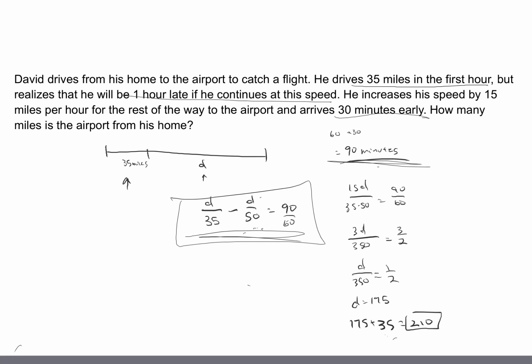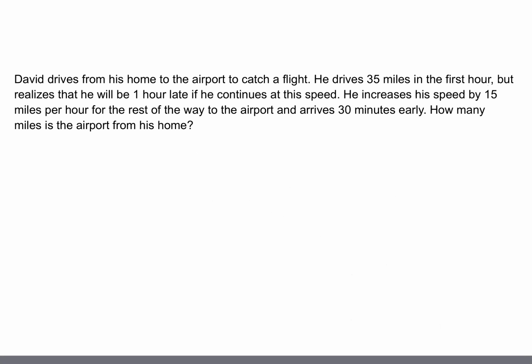Can you explain the equation again? Okay, yeah, sure. Let's just clear this part and go for the equation. We have this part is 35 and this part is d, right? If we go at 35 miles per hour, we're 60 minutes late. But if we go at 50 miles per hour, we're 30 minutes early. So the difference is 90 minutes, right? This is just the difference between the two driving times.